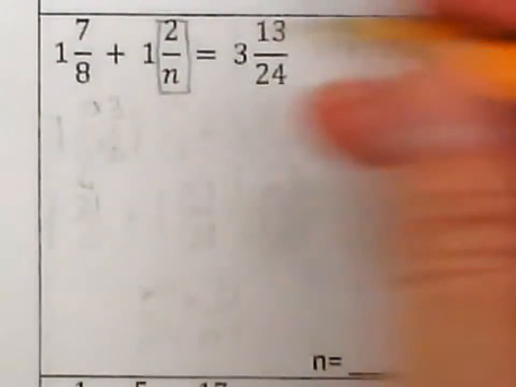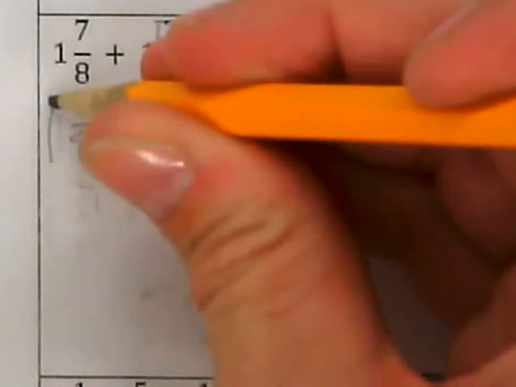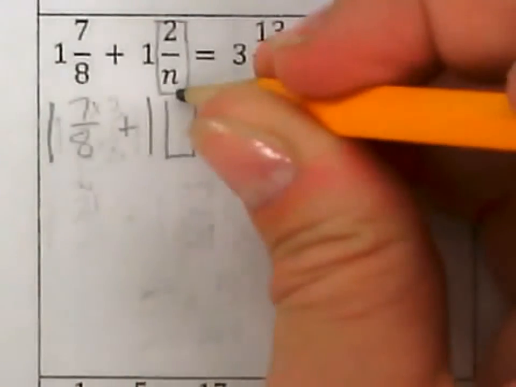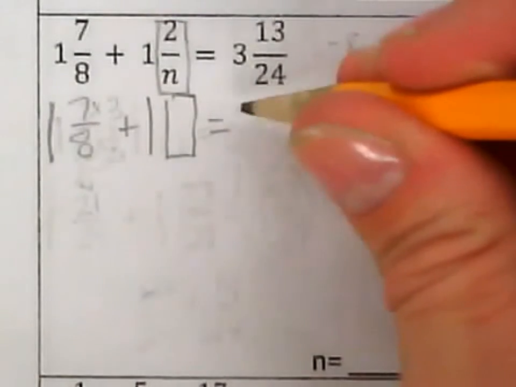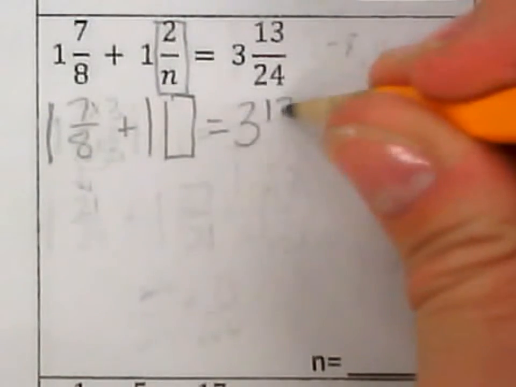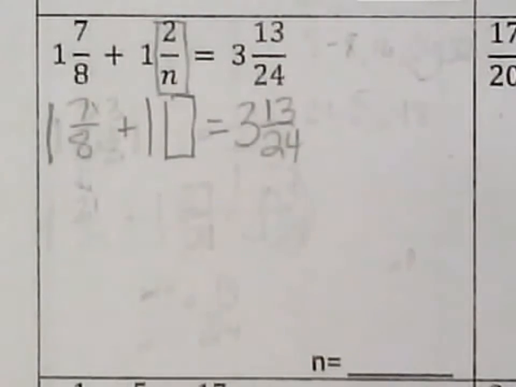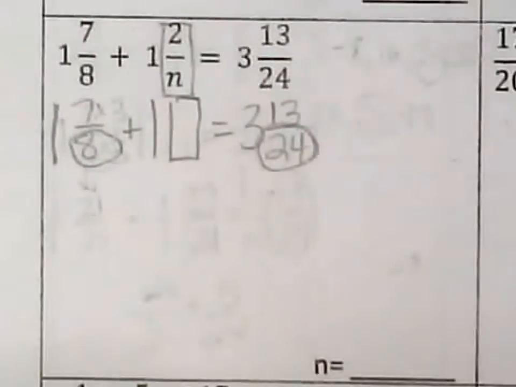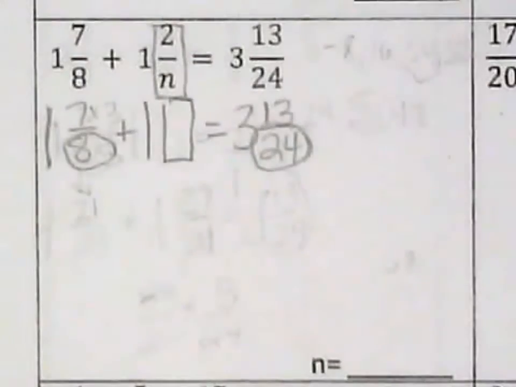So we're going to rewrite our expression now as 1 7/8 plus 1 and put a box in its place is equal to 3 13 over 24. Okay, and so now I'll ask them, well, what do you notice now about your expression? And they should notice that 8ths and 24ths are unlike denominators, and we need to create that common denominator.